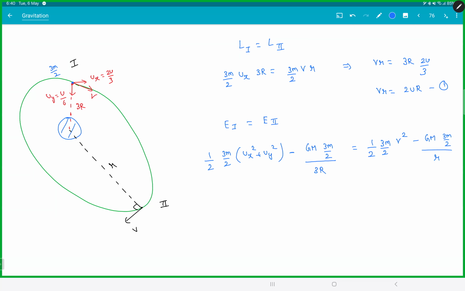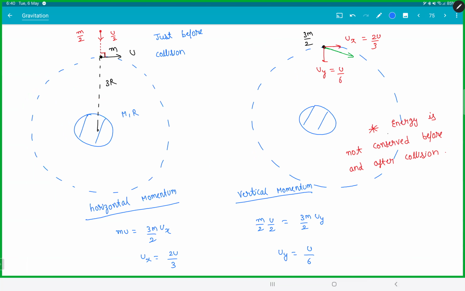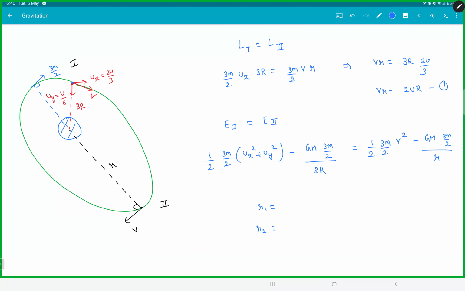If you substitute the values and solve, you'll actually get two roots, r1 and r2. The bigger one is the maximum distance and the smaller one is the minimum distance, because there are two times when the velocity becomes perpendicular to the r bar, minimum and maximum. Clear with this? And if you see something about the question, you used conservation of linear momentum, conservation of angular momentum, and conservation of energy. You used all the three conservations.